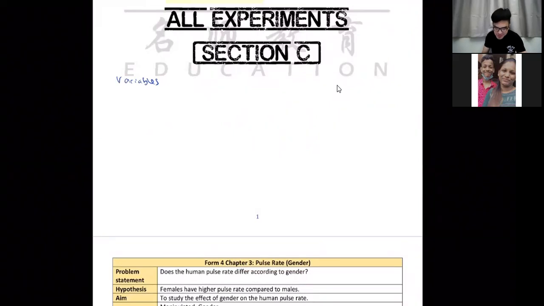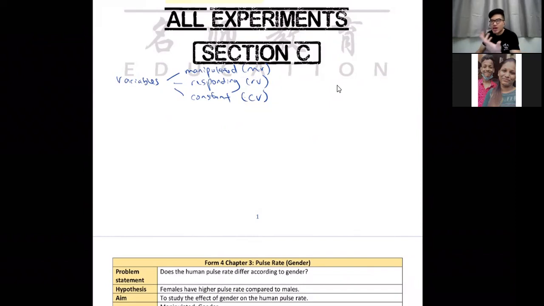For example, variables you have 3. Manipulated, responding, and constant. Pemboleh ubah dimanipulasi, pemboleh ubah bergerak balas, and pemboleh ubah dimalarkan. For simplicity's sake, I'm just going to call it MV, RV, and CV. I don't want to keep saying manipulated variable because it's a mouthful. MV is something you try to control. RV is something you try to observe. What is the experiment giving you back? CV are the things that you don't change.